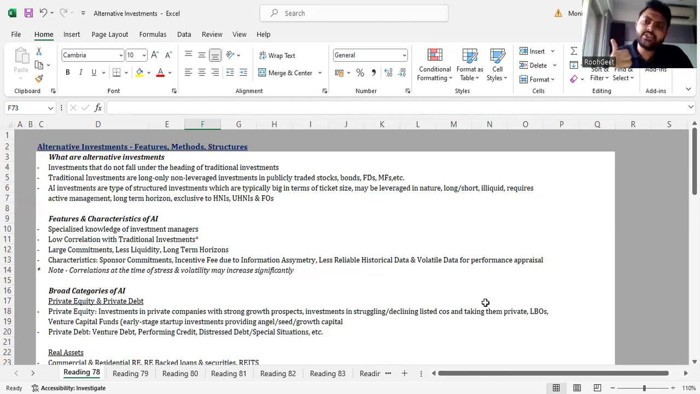Investments in stocks, bonds, mutual funds, FDs, these are traditional investments. These are investments where retail investors are generally accustomed to investing. These are less risky asset classes and more regulated asset classes. Now some of you might have a question: when you say stocks, you can short them, right? You can short sell them. You can use leverage. Yes, you can, but that becomes a derivative class in itself as a strategy.